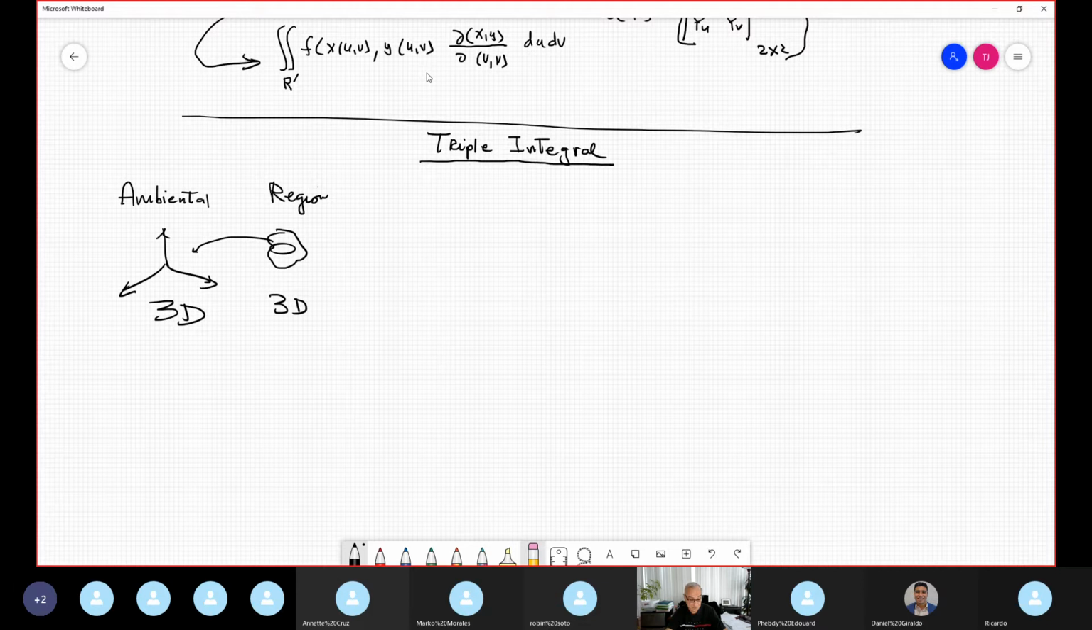So I need to compute the triple integral over the solid T, which is this guy, of the scalar function of x, y, and z. This is my solid T. This is a solid, not flat. dV.